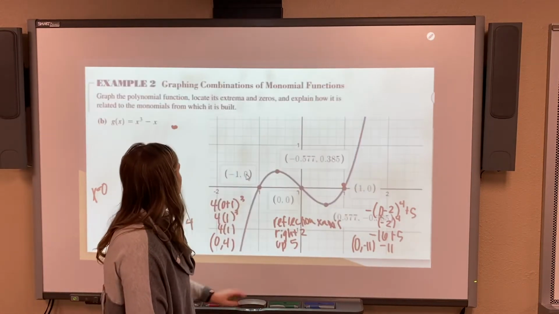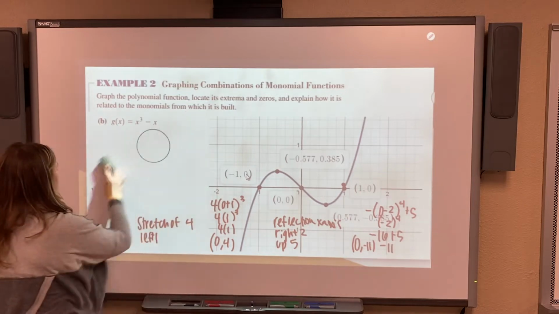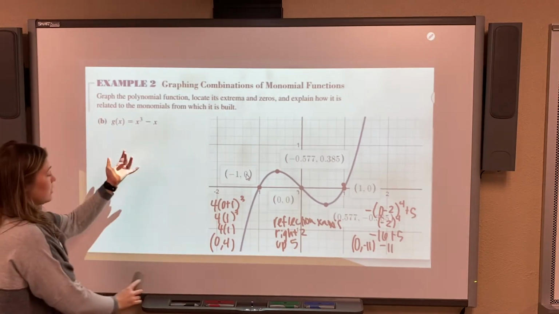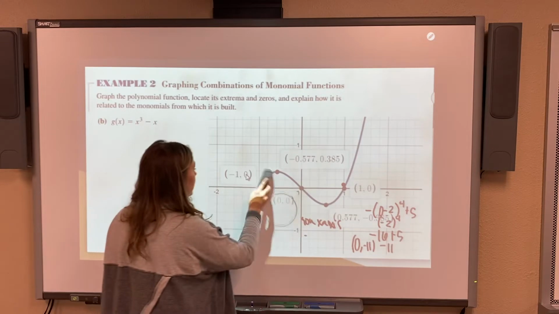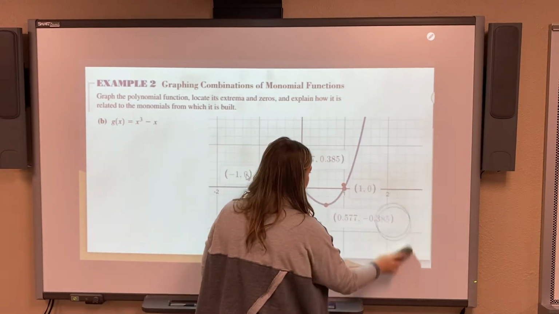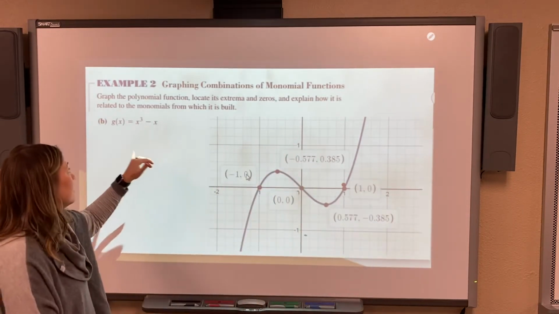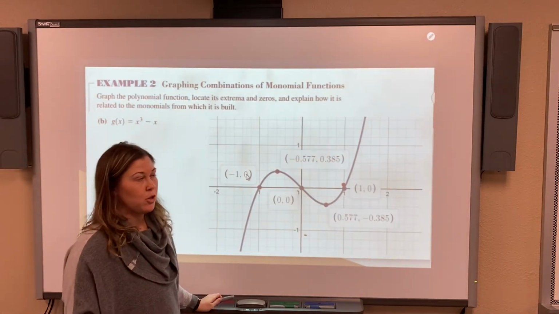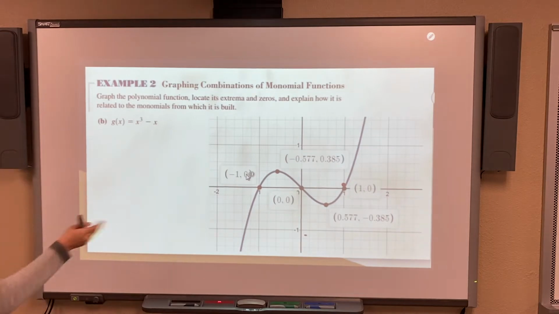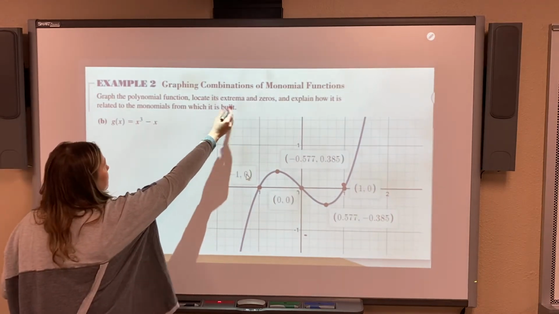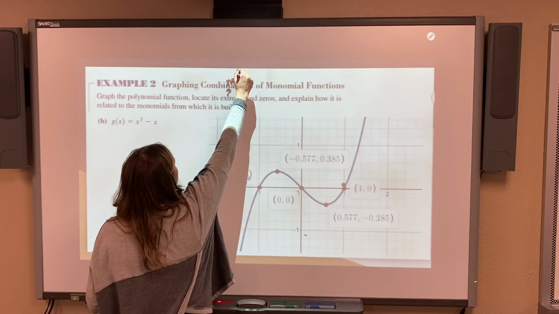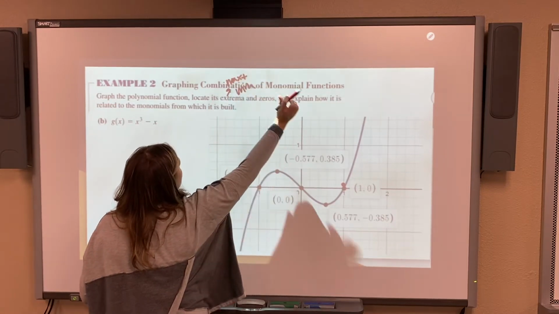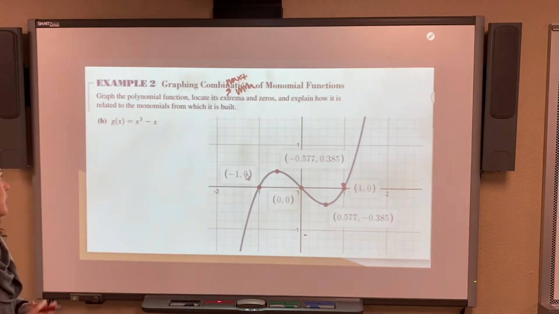Okay, so here, graphing combinations, and so here, this is what I was talking about, this is no longer a monomial, because we have an x cubed, and then that's included with an x. So here we can't just think about how it moves left, right, up, or down. We actually are going to use a grapher, okay? And so if we graph it, it says to locate its local extrema. So local extrema is your max and min, your zeros, and explain how it's related to the monomials from which it is built. And so this is from a cubic plus a linear, and it's just spread out.